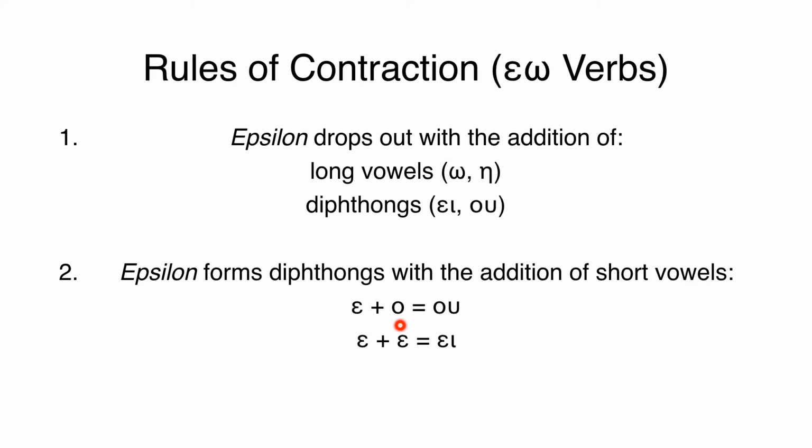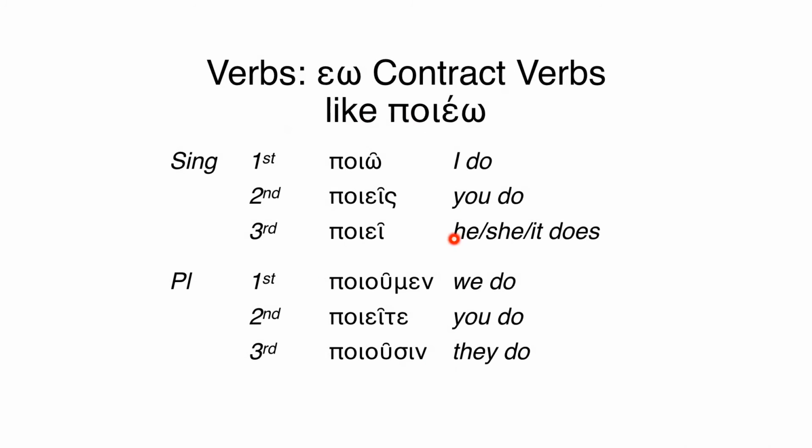So epsilon plus omicron becomes that diphthong omicron upsilon. Right, so the epsilon at the end of the stem combines with the omicron, which is in the verb ending, to create this diphthong. Also, epsilon plus epsilon becomes this diphthong here. So if that's unclear, then refer again to the chart that we just saw, and you can work through these and see how these rules of contraction are at work.